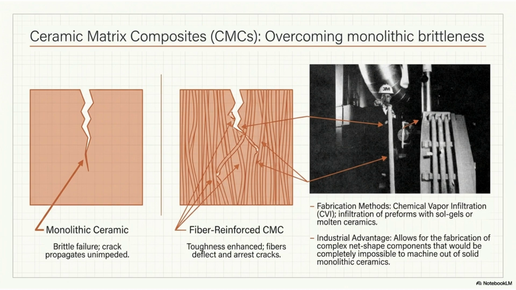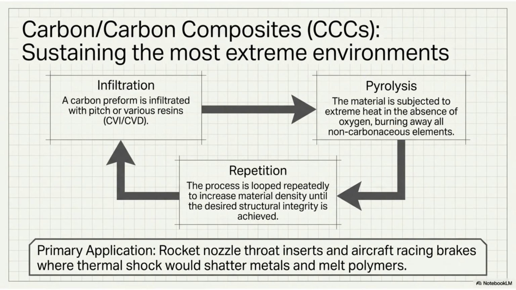Ceramic matrix composites, or CMCs, overcome monolithic brittleness. In CMCs, fibers deflect and arrest cracks, enhancing toughness. Fabrication methods like chemical vapor infiltration allow for complex, net-shaped components that are impossible to machine out of solid monolithic ceramics. Carbon/carbon composites, or CCCs, sustain the most extreme environments.